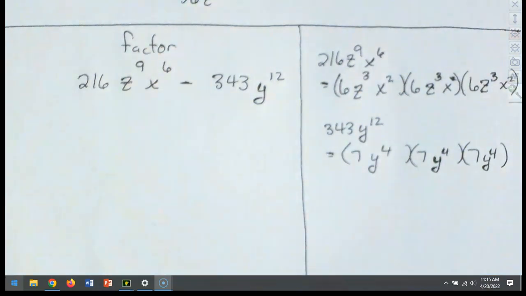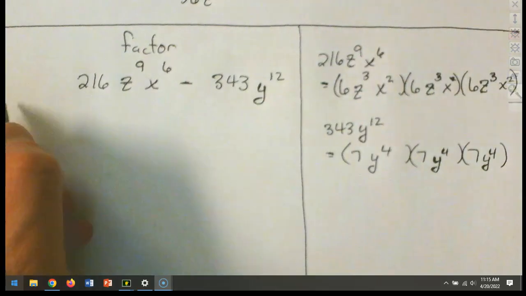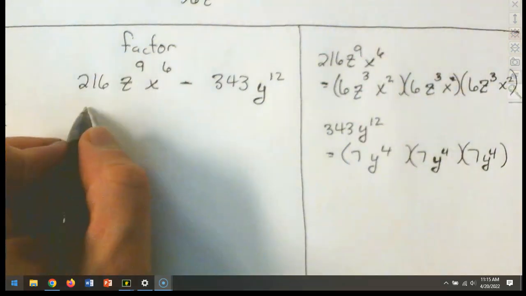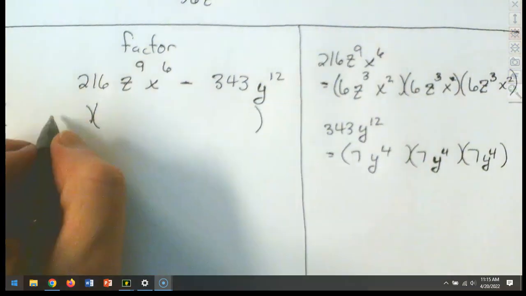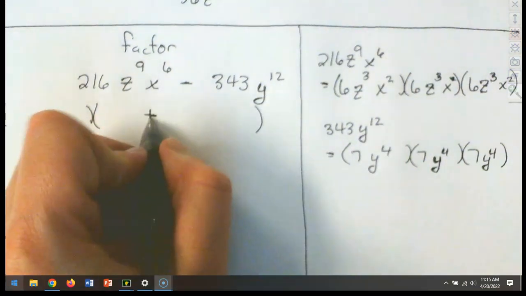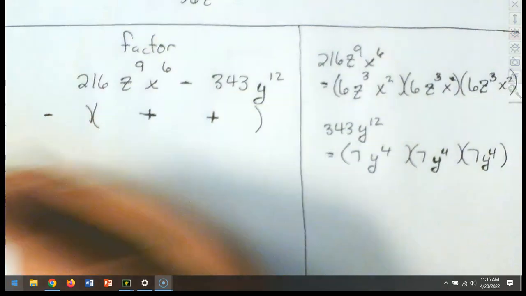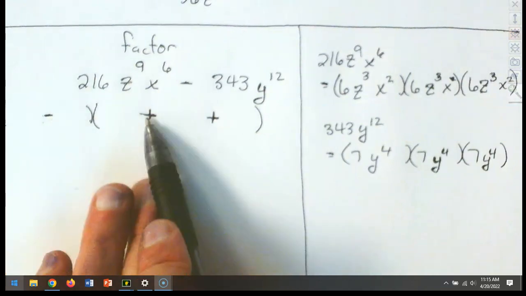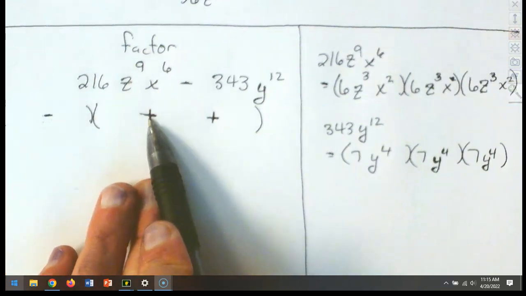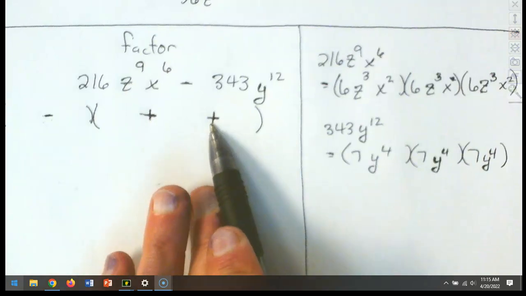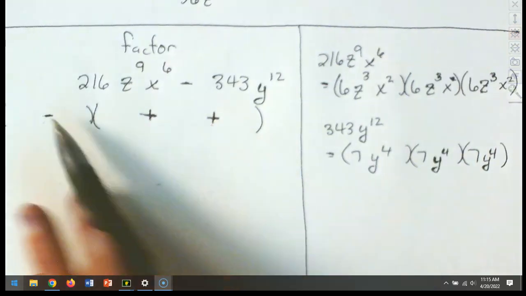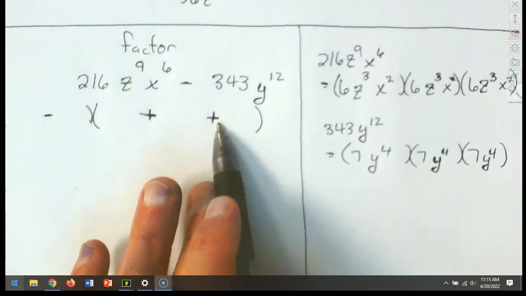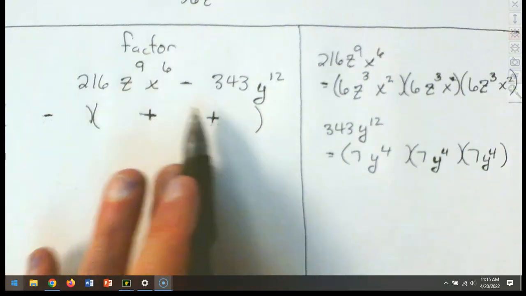Is everyone all right with that so far? Now, we know that this is a difference of cubes. So for a difference of cubes, the signs go minus, plus, plus. They always start off with the sign of the problem, which in this case is a minus, and then it switches, and then it always, no matter what, ends with a positive. So differences are minus, plus, plus. Sums are plus, minus, plus.